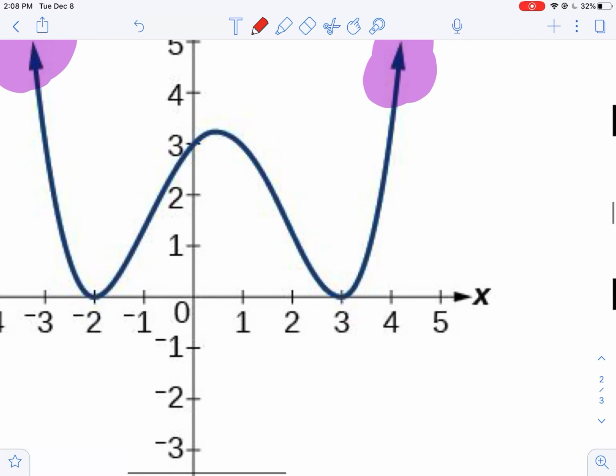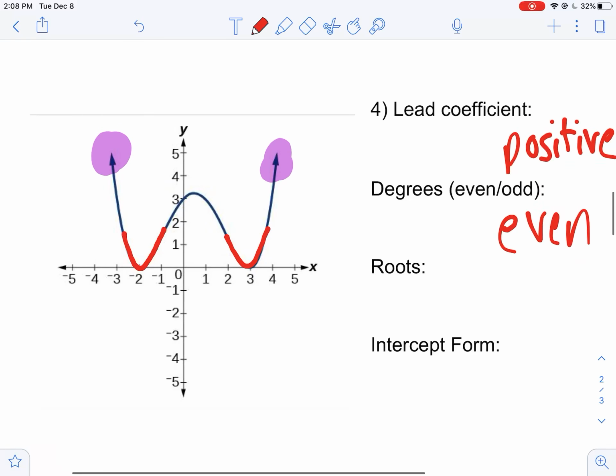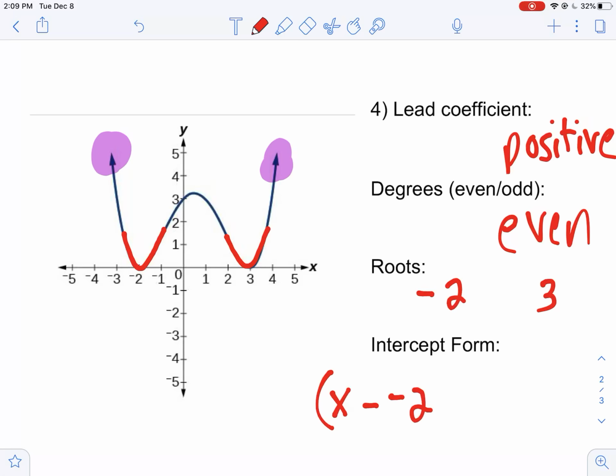As for our roots, you'll say it approaches -2, never goes through, and we get a parabola. Same thing with 3 here. So our roots are -2 and 3. Now when I write it in intercept form, again, it's just going to be x minus your root, so x minus -2, which I can rewrite as x plus 2. But since we got the parabola there, it's not quite going through that -2. Got a little parabola, that means you're going to square it.